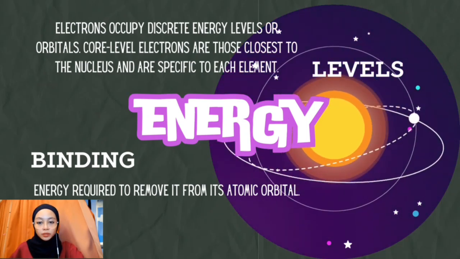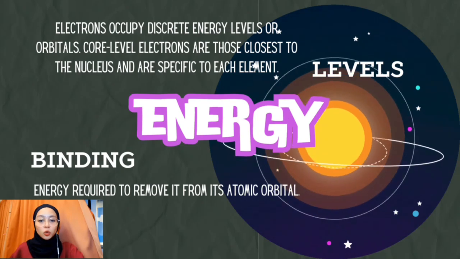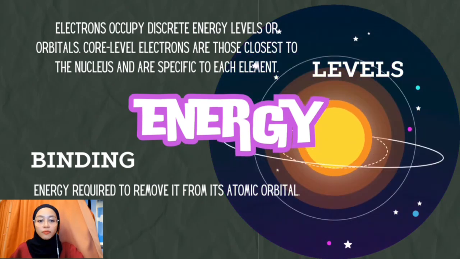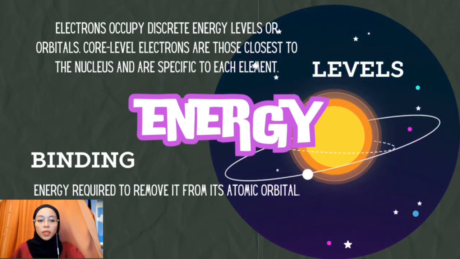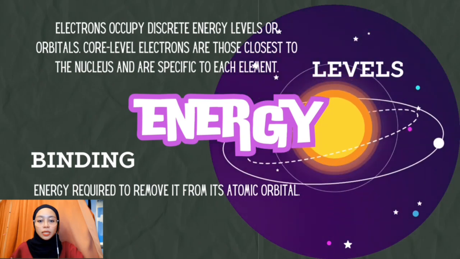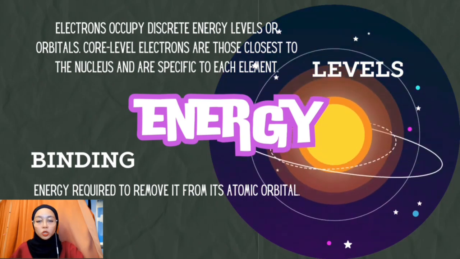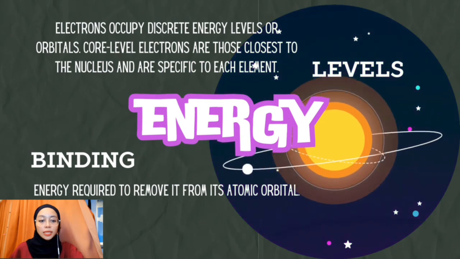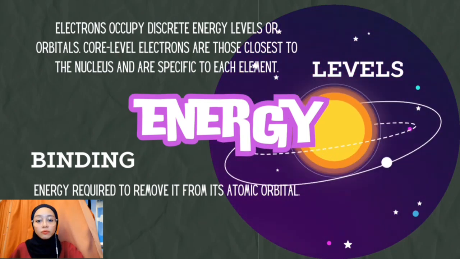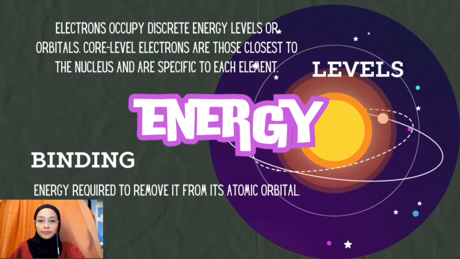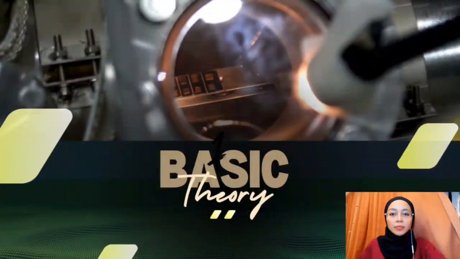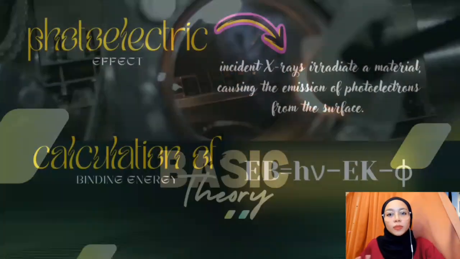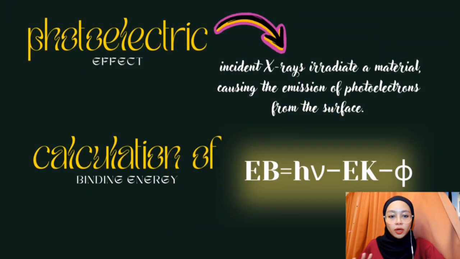For example, the binding energy of a carbon 1s electron in graphite is different from that in a polymer. The intensity of the photoelectron peak is proportional to the amount of each element present on the surface, allowing for quantitative analysis. XPS is based on the photoelectric effect.